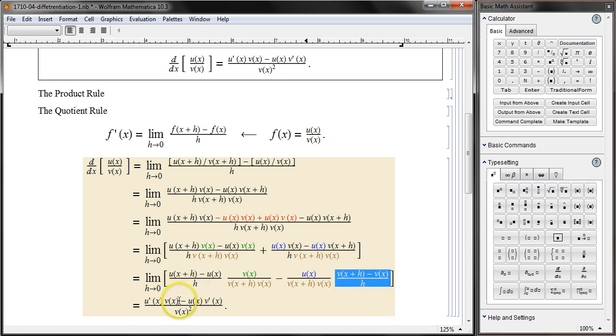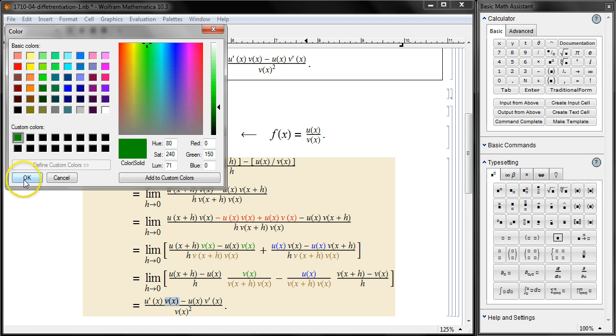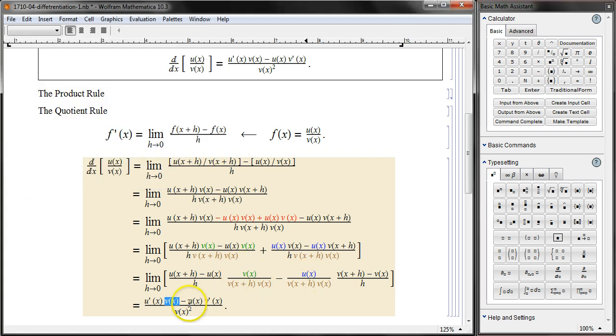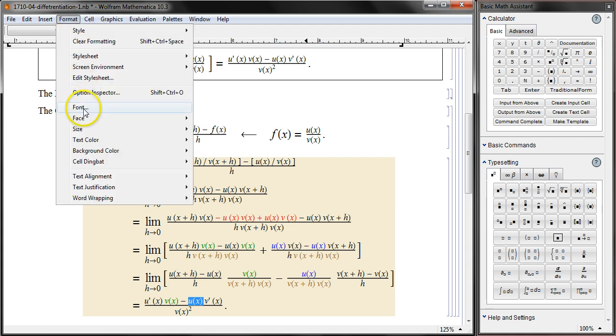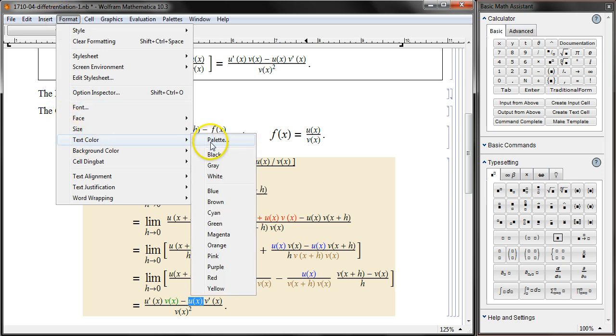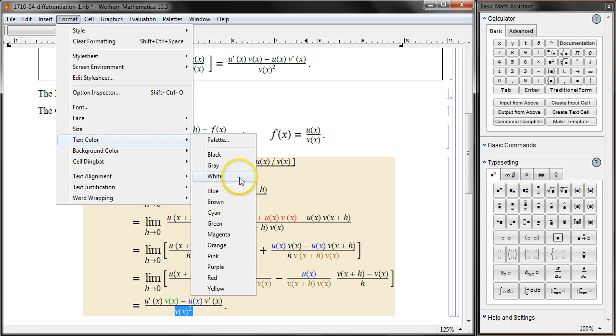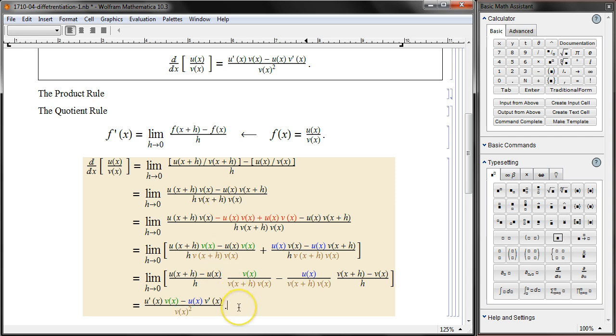How about the others? Well, this v of x came from that green, the previous, and this u of x, not this one, came from this blue, and then the denominator v of x plus h times v of x, because h is going down to 0, we got v of x and another v of x, generating the denominator squared. Where's brown? Okay, there we go. What's left, of course, is the quotient rule.